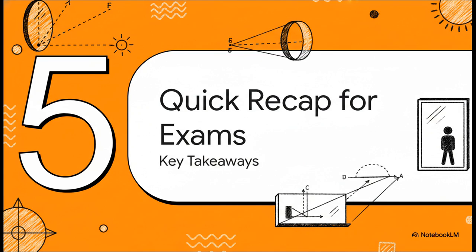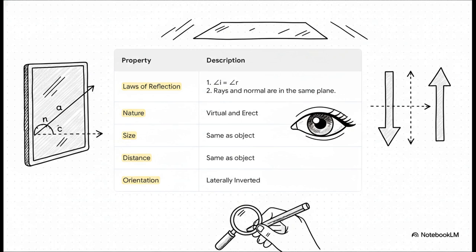Okay, to finish up, let's do a very quick recap of all the key points from our lesson today. This next slide is basically a perfect summary for your exam revision. Now have a good look at this table. It neatly summarizes everything you need to know about plane mirrors for your conceptual questions. On one side, you have the 2 laws of reflection, and on the other, the 4 key properties of the image. This is exactly what you need to remember.